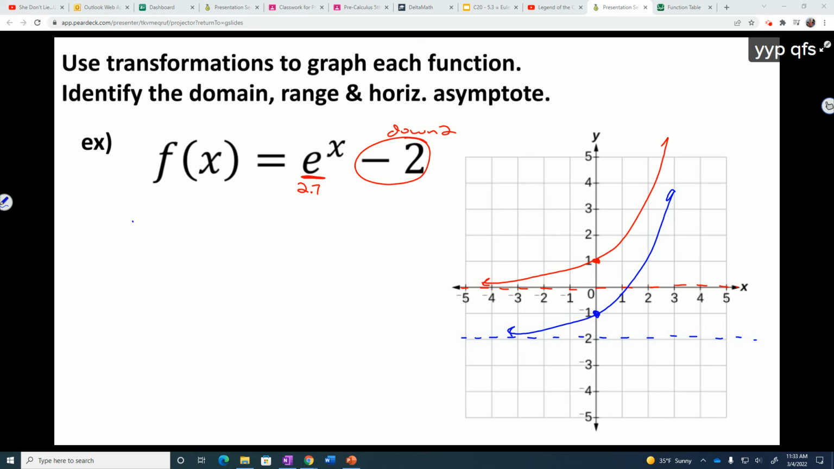And then our domain. Domain is always going to be the same. It's negative infinity to positive infinity, all real numbers. Our range is negative 2 to infinity. And then our horizontal asymptote, which did move, moved down 2. So now the horizontal asymptote is at y equals -2. Whatever the horizontal asymptote is, it will always be in your range, one or two spots.